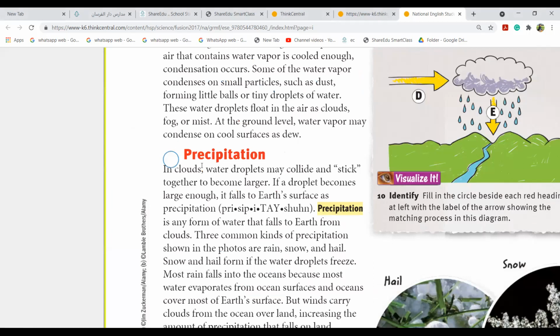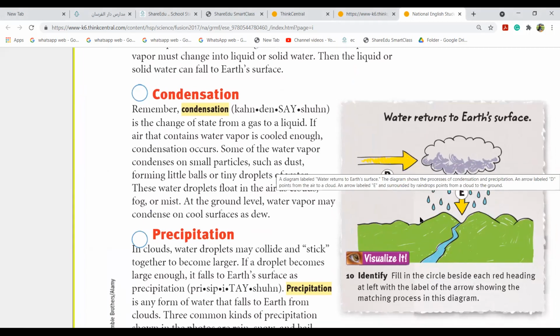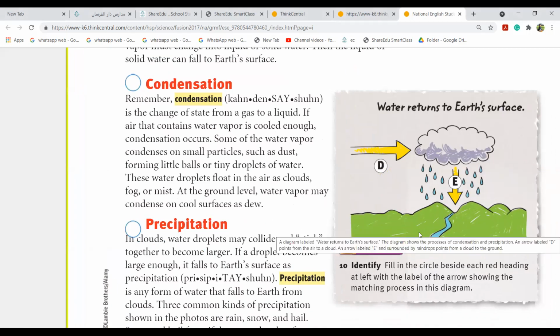You know that sea, clouds, sea, condensation. Again, the water evaporates from the ocean, rivers, or transpiration occurs from plants and animals. The water goes up by evaporation into the clouds and cools. C for clouds, C for cool, C for condensation. It is from gas to liquid.